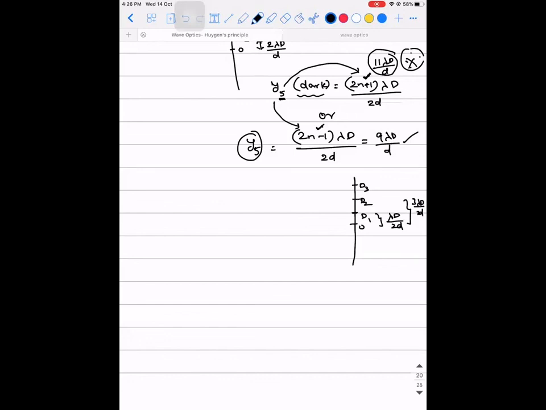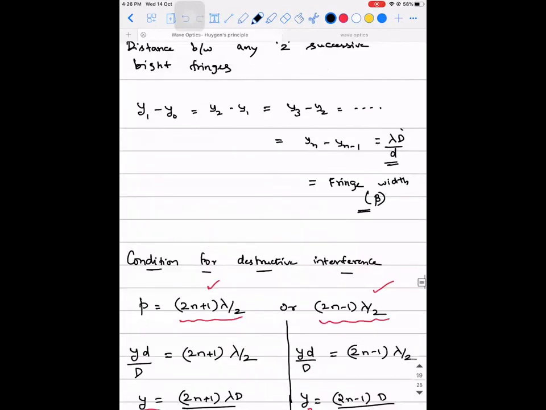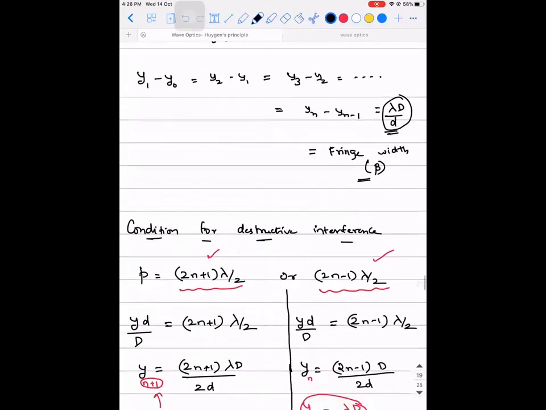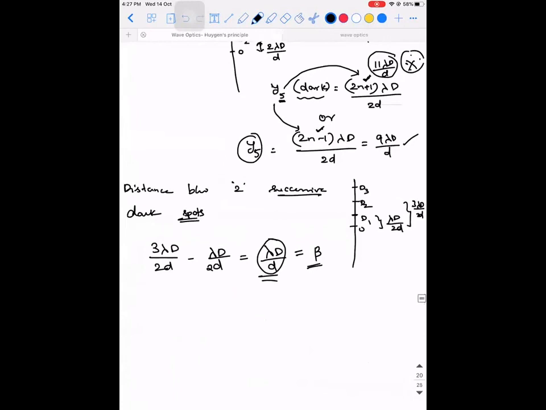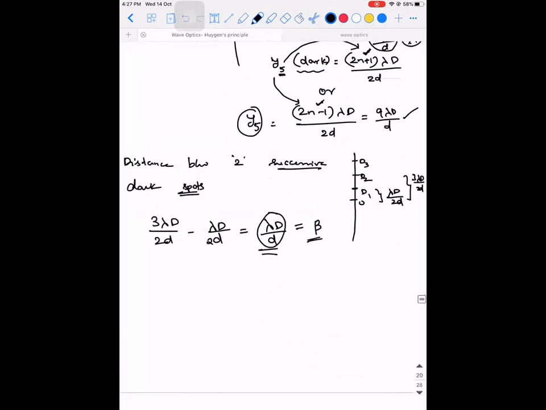Okay. So, what is the distance between two successive, please underline the successive dark spots? Lambda capital D by small d. So what was the distance between two successive bright fringes? That was lambda capital D by small d. The distance between two successive dark fringes is also lambda D by d. That is why you can define the fringe width either as the distance of separation between two successive bright spots or two successive dark spots. Both will give you the same answer because mathematically they are the same.